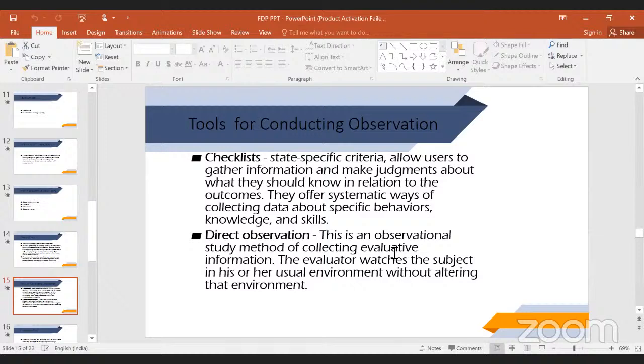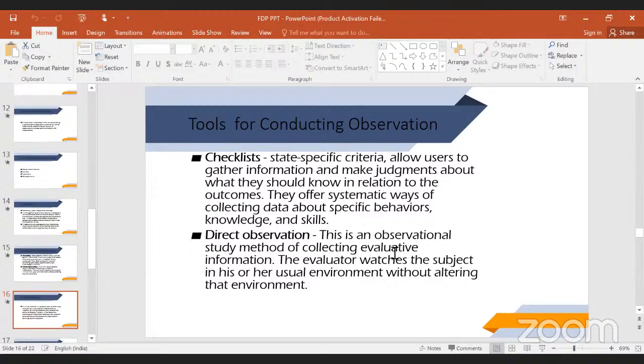Second is the checklist method. In the checklist tool, what you will do is define certain parameters. Say, for example, if you have conducted some competitions in your college and you were in the organizing committee, you must have prepared a checklist of how many marks for each of these categories. So that is the checklist observational method.